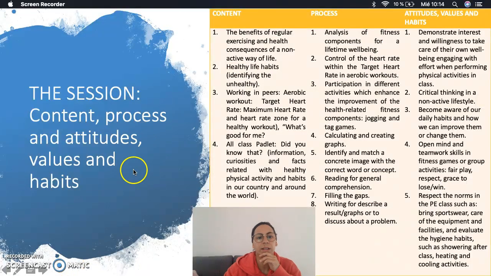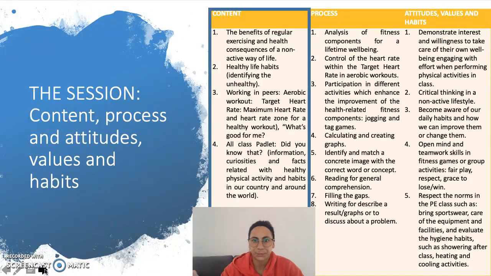Now, talking about the content, process, and attitudes, values, and habits, we start with the content. As you see, we have 4 different contents. The first one is about learning the benefits of regular exercising and the consequences of a non-active lifestyle. Then we follow with the healthy life habits. We will identify the unhealthy habits to know which ones are the good ones. Then working in pairs, we're going to work on a target heart rate by working the aerobic exercise. We will use different activities, but one of the most important is What's Good for Me. We'll develop it later. Moreover, at the end of the class, we will talk about an exercise. It's a Padlet activity that they will need to do at home called Did You Know That?